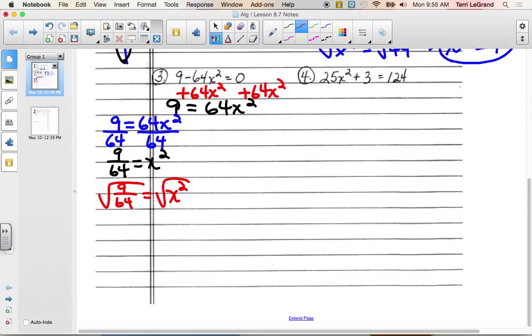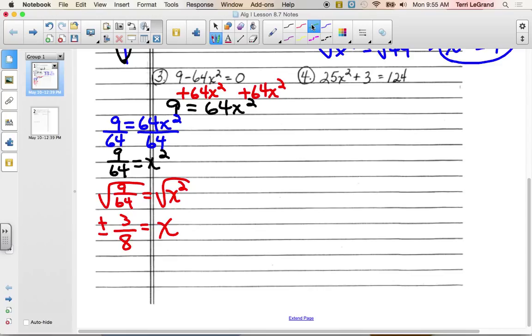So what's the square root of 9? 3. What's the square root of 64? 8. And remember, this is what you're going to typically forget and lose you a whole point on an assessment. There's a positive and a negative 3/8 as our solution.